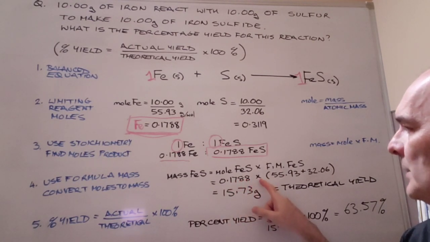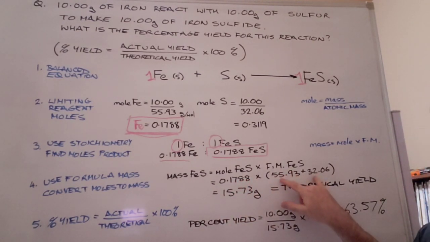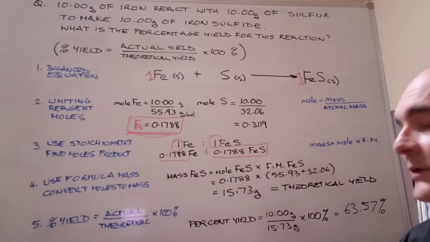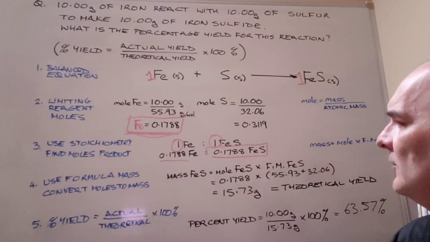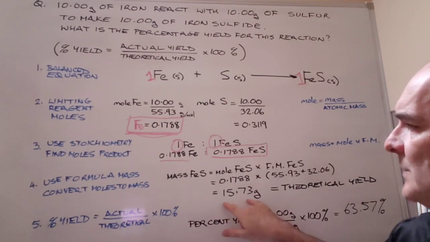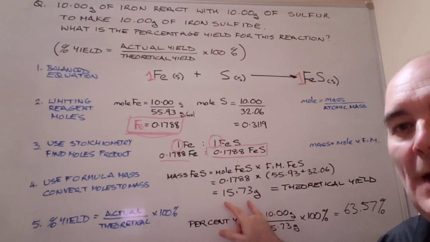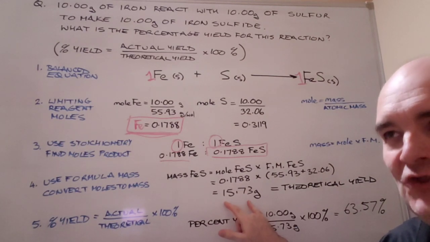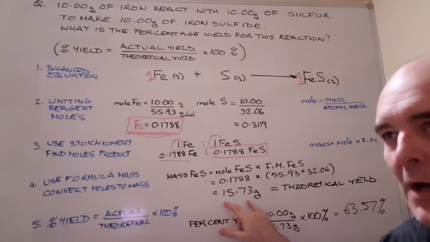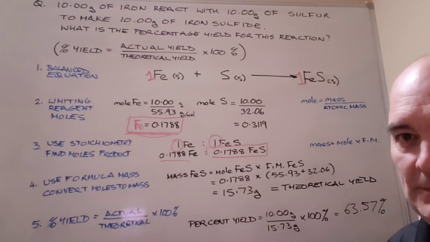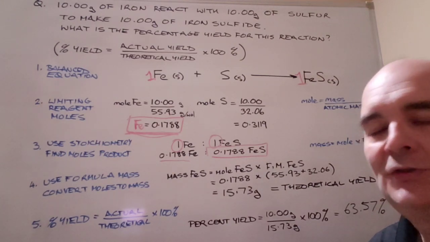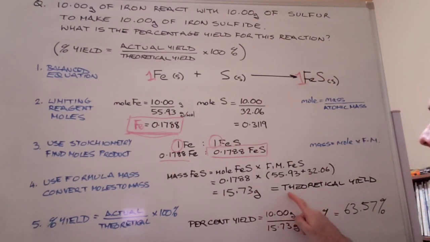0.1788. I'm going to multiply that by the sum of the atomic masses. I'm going to take the 55.93 for iron and 32.06 for sulfur and add them together and multiply them by the number of moles available. And that tells me that the most amount of mass that I can generate in this reaction for iron sulfide is 15.73 grams. The maximum mass that you can generate in a reaction, remember, is called the theoretical yield.